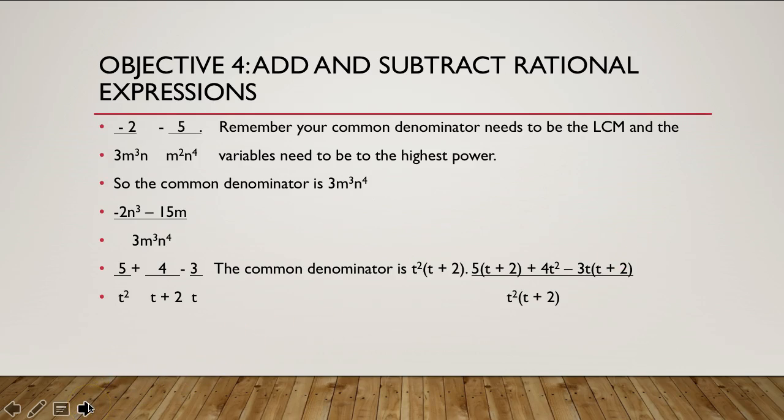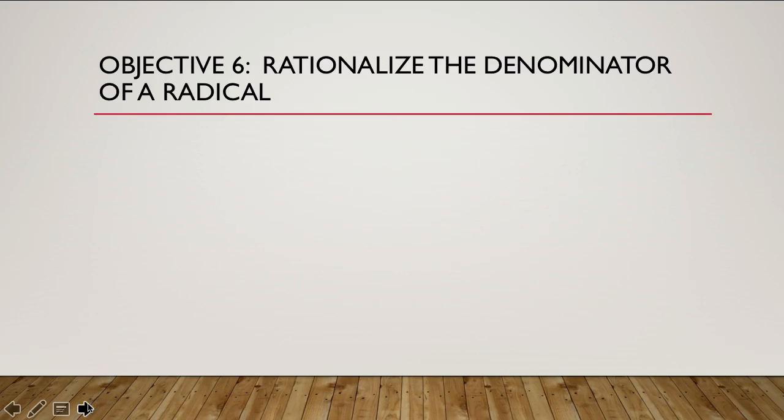Then you're going to actually have to distribute that out so that you get 5t plus 10 plus 4t squared minus 3t squared minus 6t. Remember, your minus sign has to go through with everything. All over t squared, t plus 2, and then you're going to set that equal to t squared minus t plus 10 over t squared times 2 plus t.